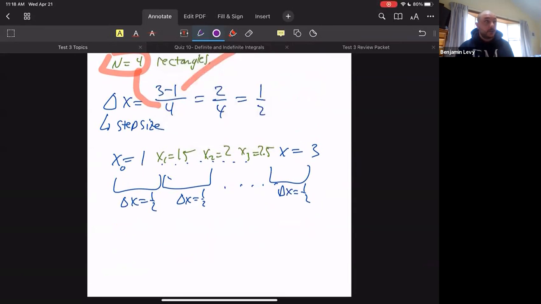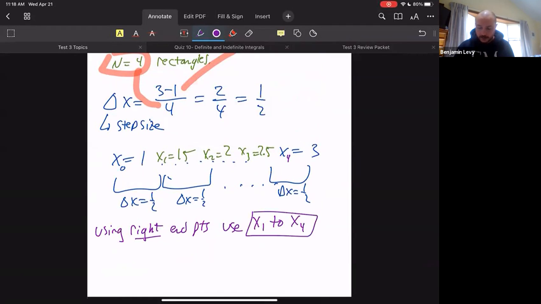Maybe I'll just do a quick summary. If you use right endpoints, that means you start with the second one and go to the last one. So you would use x1 to the last one, which is x4. And maybe I should say it's really the function values at those places. So f of x1, f of x4.